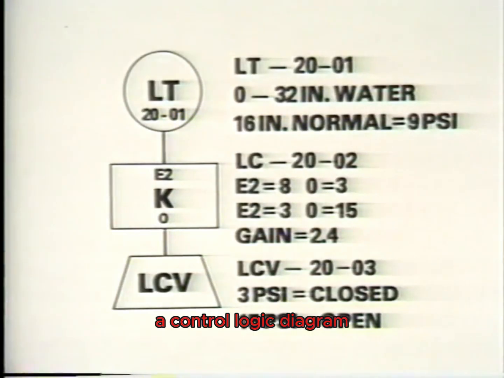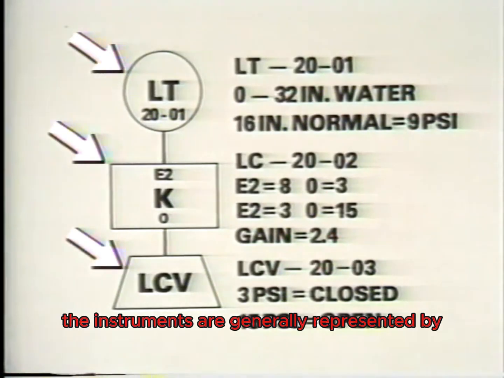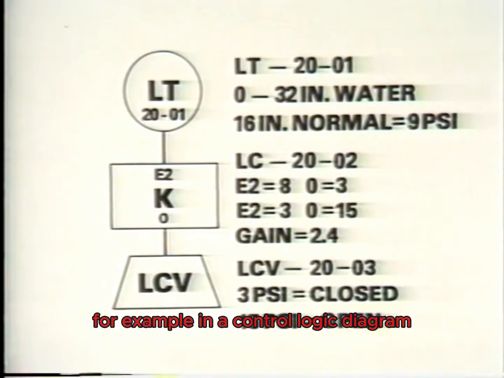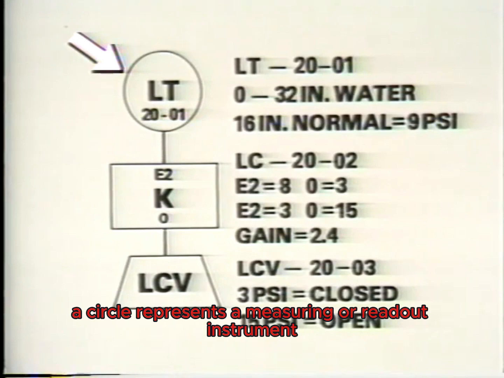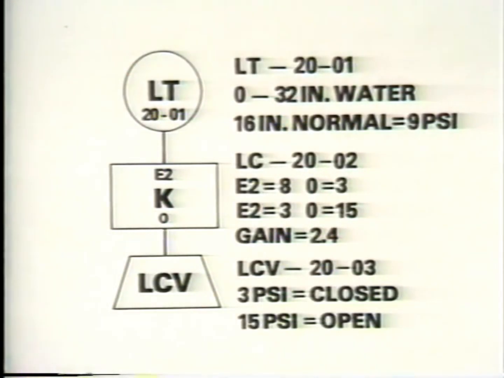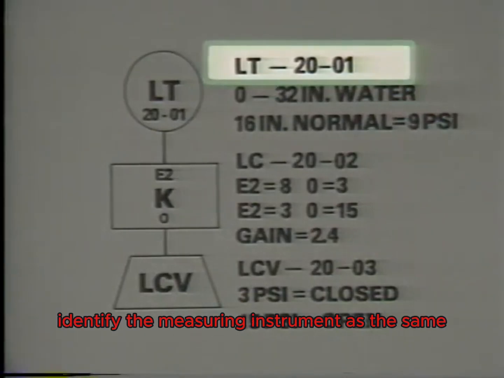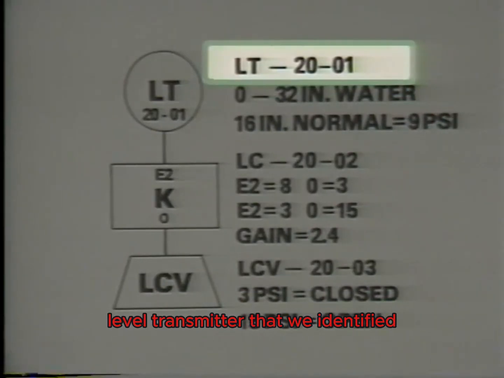A control logic diagram is a diagram of the instruments in a specific control system. The instruments are generally represented by standard symbols. For example, in a control logic diagram, a circle represents a measuring or readout instrument. Here, these letters and numbers identify the measuring instrument as the same level transmitter that we identified in our simplified P&ID.